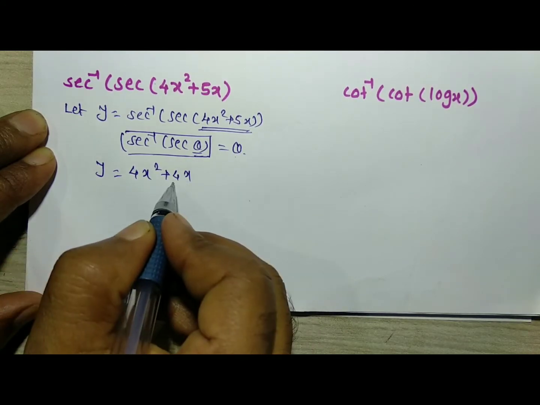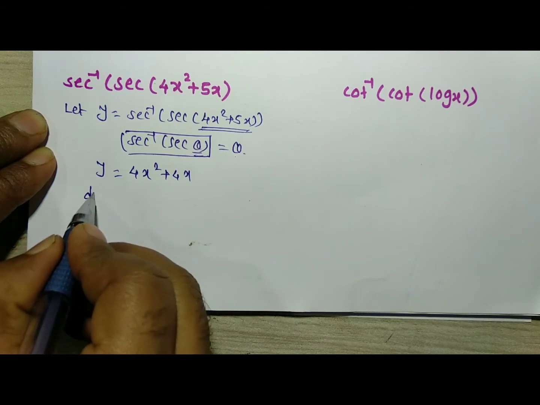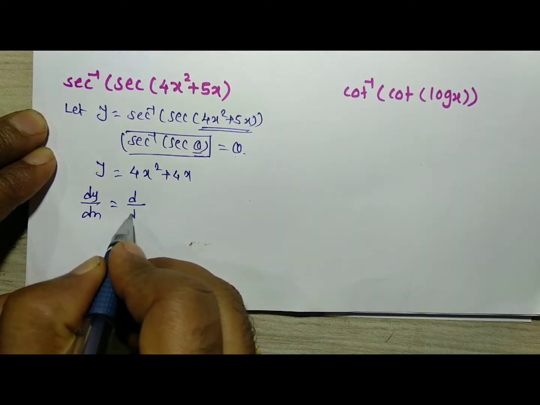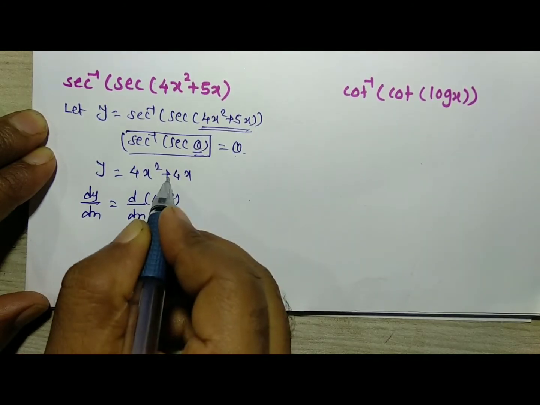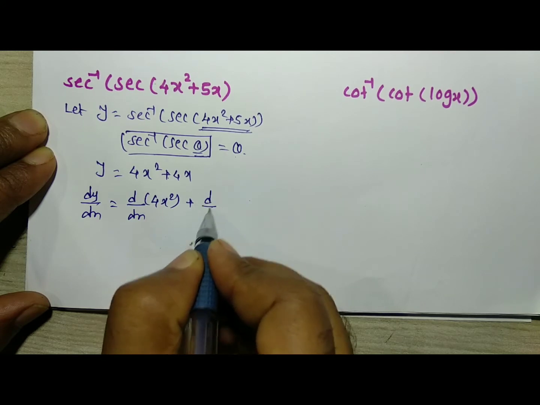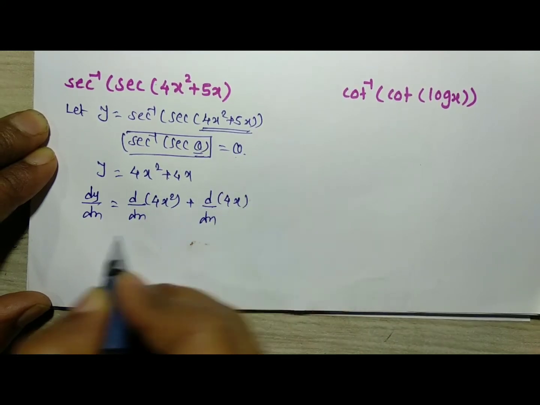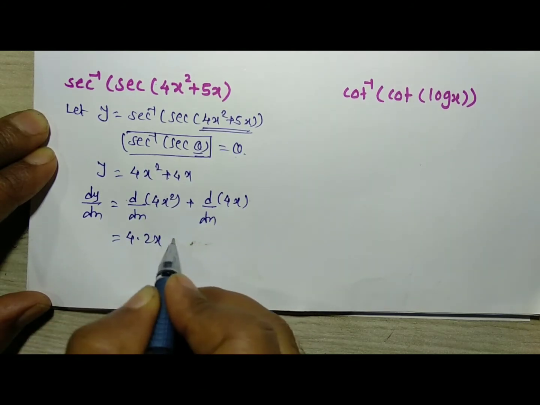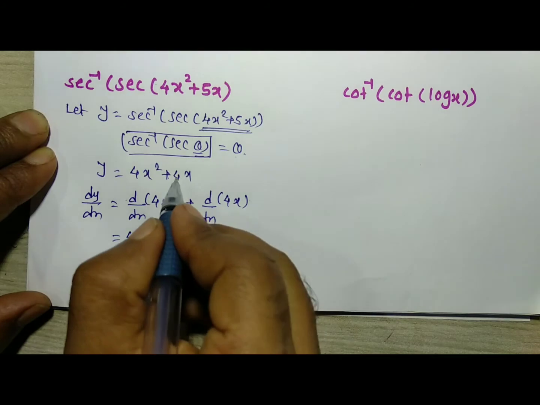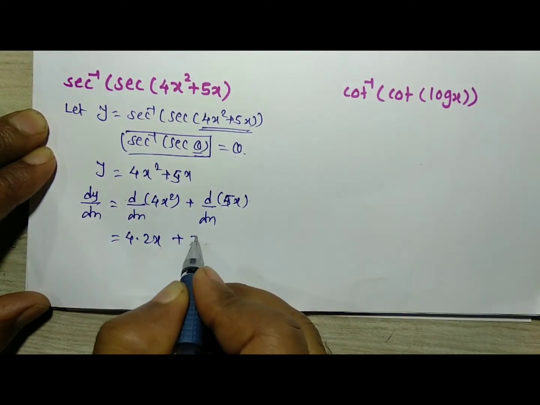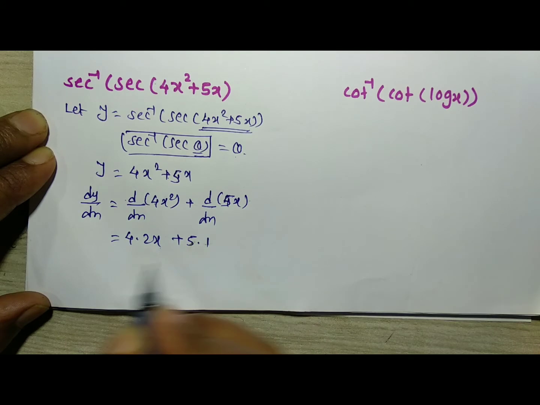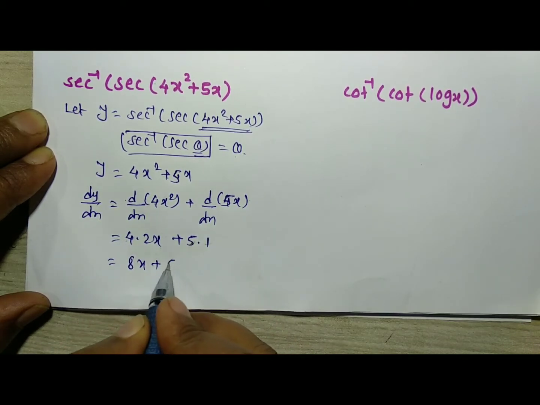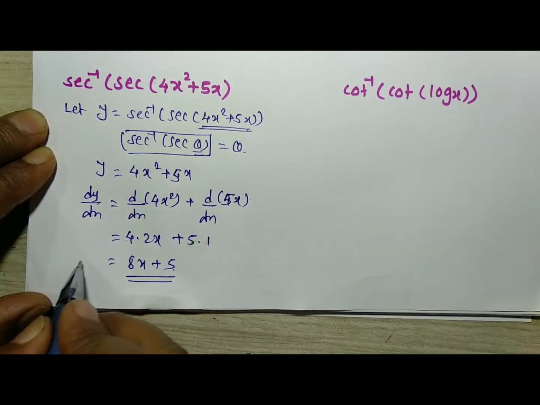And now y is a function of x, and therefore you have to get the derivative dy by dx. It is equal to d/dx of 4x² plus 5x, because it is addition, and therefore according to algebra you can take the derivative of each term. The 4 is a constant, taken outside, and x² has the derivative 2x. Plus the 5 is taken outside, and the derivative of x is equal to 1. Therefore 4 into 2 is 8x plus 5, and this is the derivative of this.